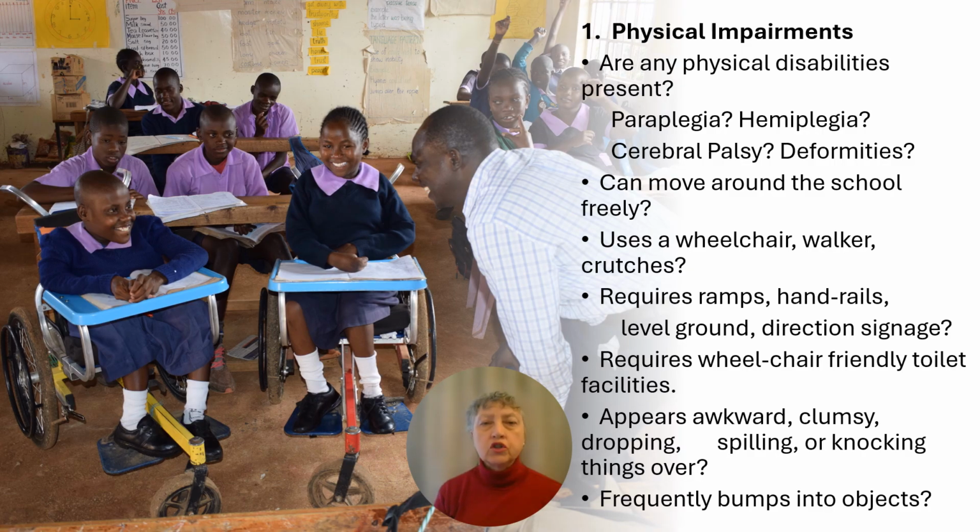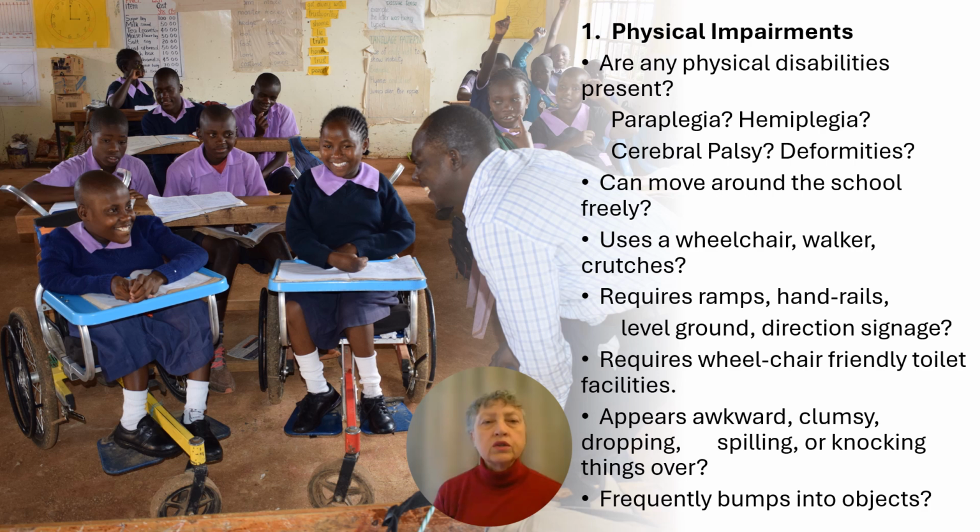In the first part of the checklist, a record is made of any physical impairments, disabilities, or deformities the child presents with, such as paraplegia, hemiplegia, cerebral palsy, club foot, or hand and finger malformations. Record whether the child can move around the school freely. Does the child use a wheelchair, a walker, or crutches? Does the child require ramps, handrails, level ground, or special signage indicating steps and curbs? Does the child require wheelchair-friendly toilet facilities?